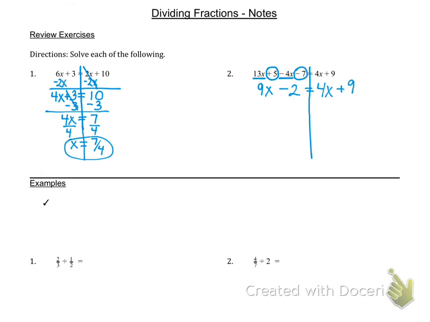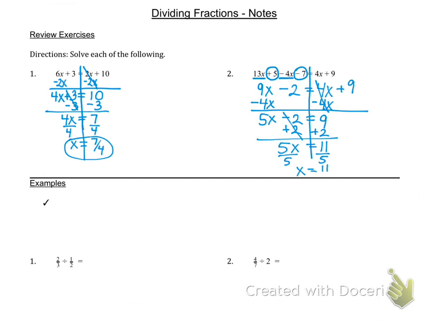Next, I'm going to subtract 4x on both sides of the equal sign. 9x minus 4x is 5x, so 5x minus 2, 4x minus 4x is 0, so it's equal to 9. Next, I'm going to add 2 on both sides of the equation. So now I have 5x, negative 2 plus 2 is 0, equals 11, and now I'm going to divide both sides by 5. And now we get the fraction x equals 11/5.